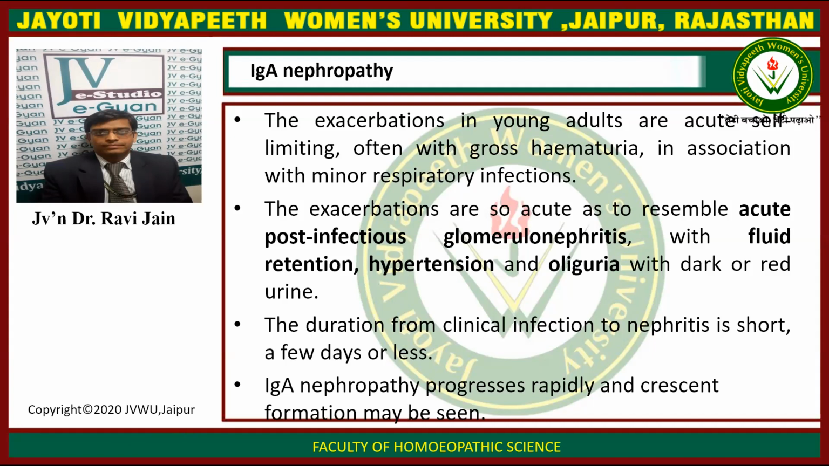There is fluid retention, hypertension, and oliguria with dark or red urine. The duration from the clinical infection to the nephritis is short, a few days or less. IgA nephropathy progresses very rapidly, and crescent formation may be seen.